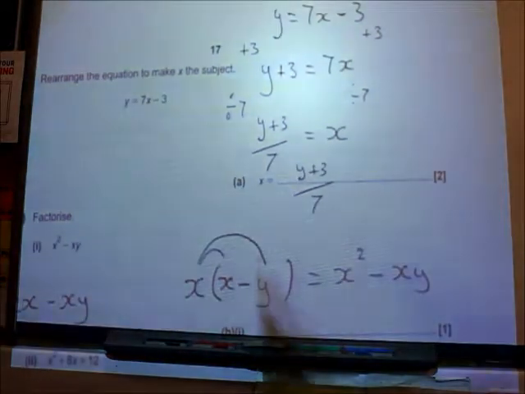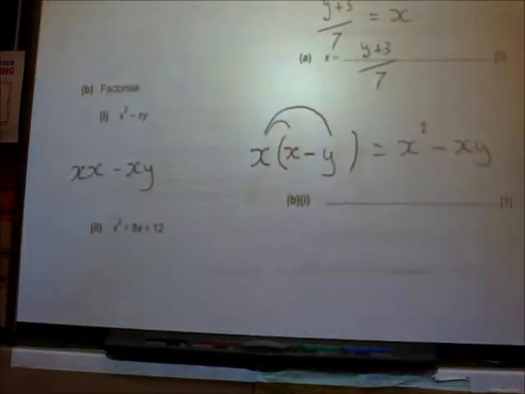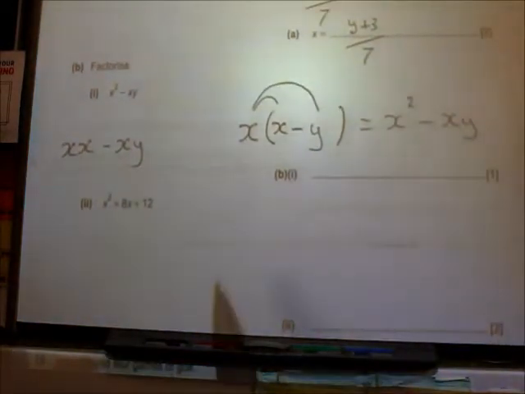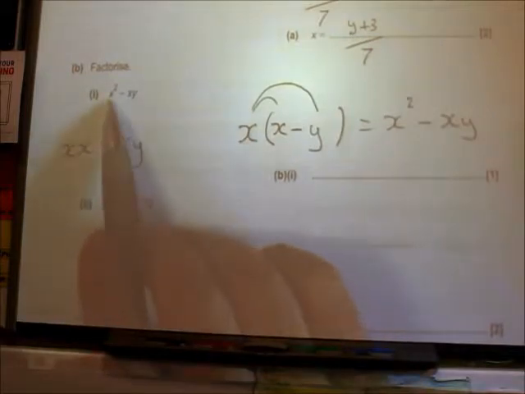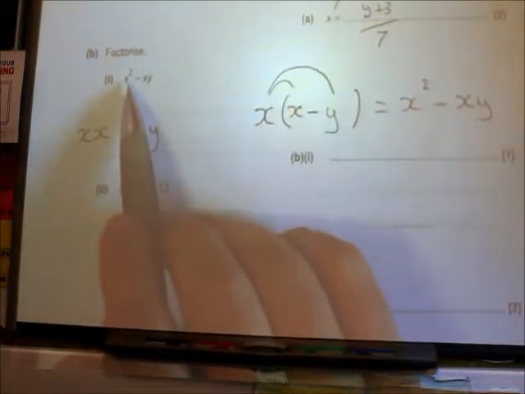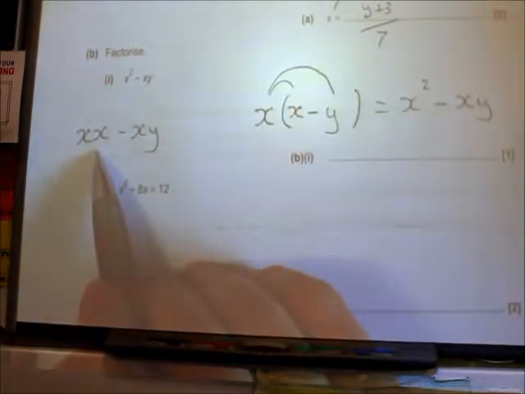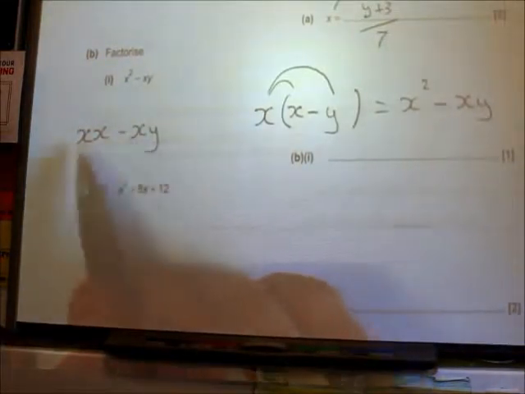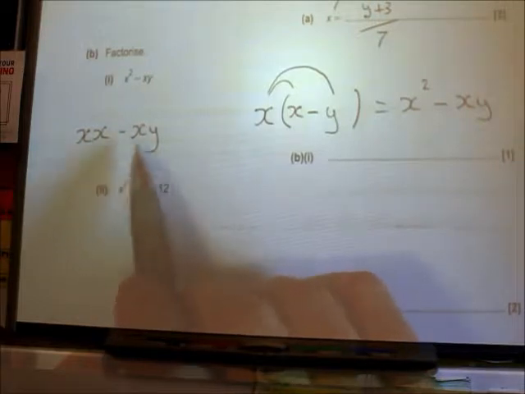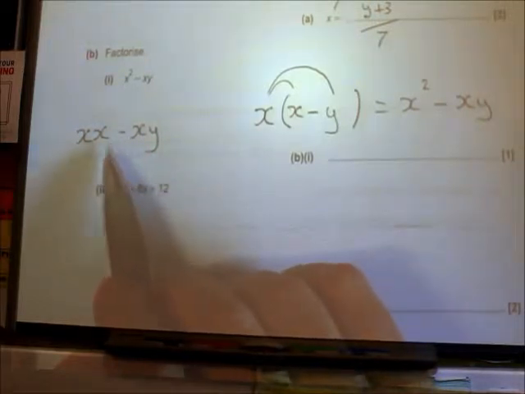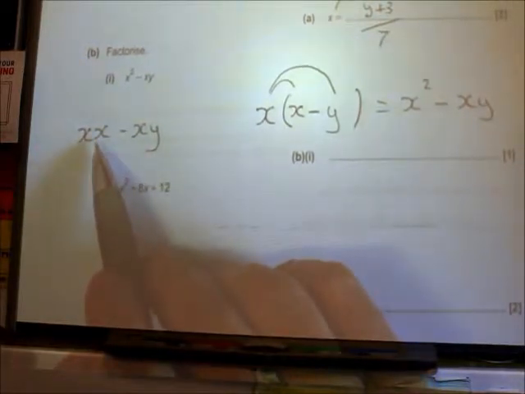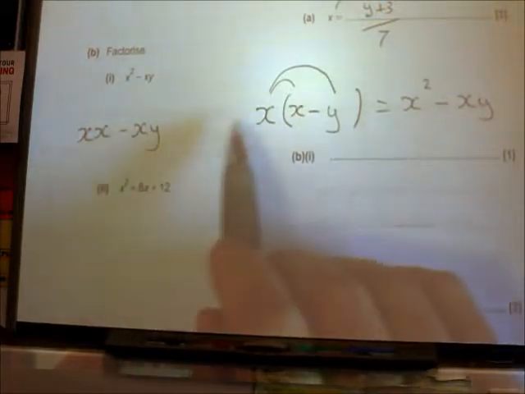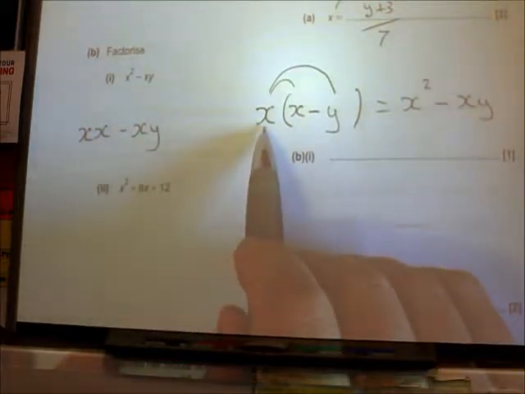Next one is factorising. Factorise means put into brackets. So x squared means x times x, so you could write it as xx if you wanted, minus xy. There are no numbers common here, so it's just the letters, just algebraically. And a fairly obvious statement: what letter is common in both of these? Well, it's x, so we put x outside the brackets.